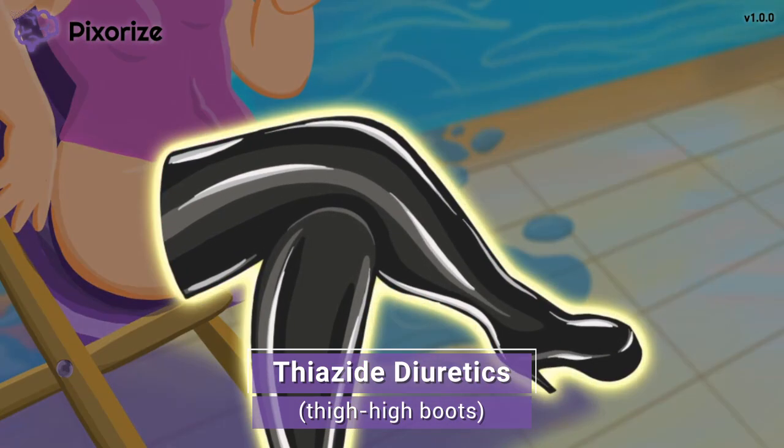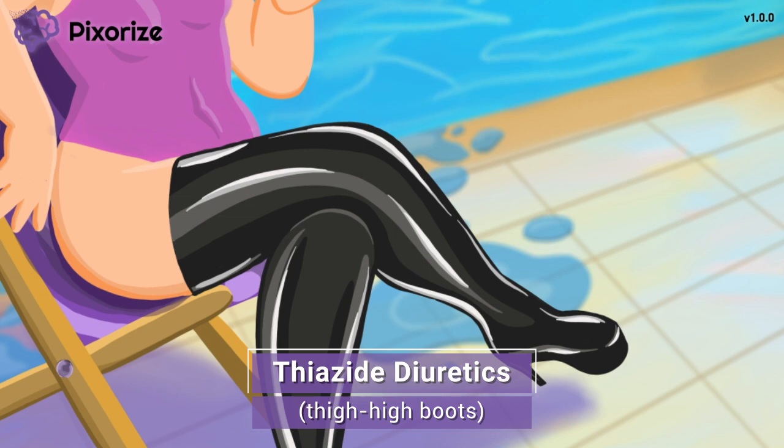These thigh-high boots should help you remember thiazide diuretics. Get it? Thigh-high boots for thiazide diuretics? Thiazides are a class of diuretic that consist of drugs like hydrochlorothiazide or HCTZ, chlorthalidone, indapamide, and metolazone.